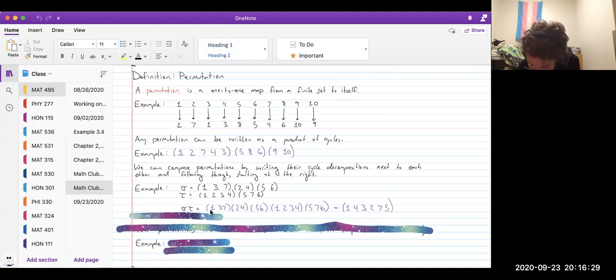And so what's left? We have 1, 2, 3, 4, 5. So the only number we haven't touched is 6. So let's see what happens to 6. First 6 goes to 5, and then 5 goes to 6. So at the end of the day, 6 just goes back to 6. When a number just goes back to itself, we call that the trivial cycle. Since 6 isn't moving, we don't need to write it in the final cycle notation of sigma tau. So sigma tau is just 1, 4, 3, 2, 7, 5.